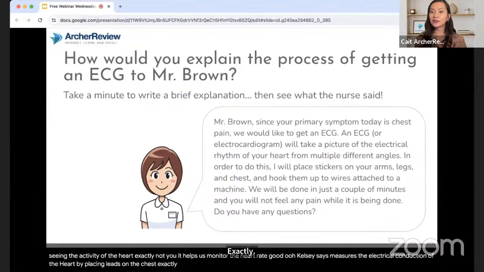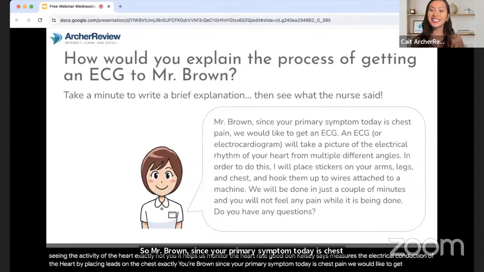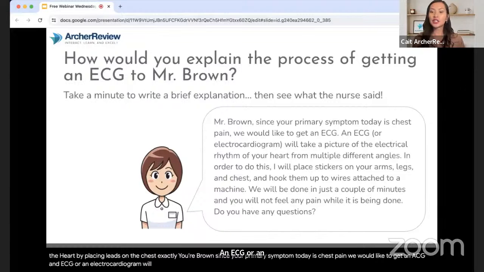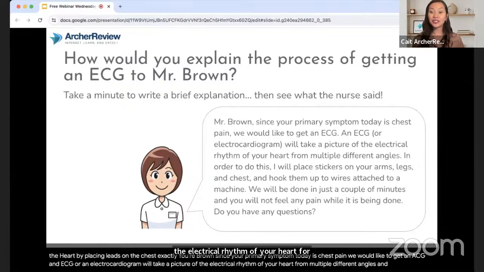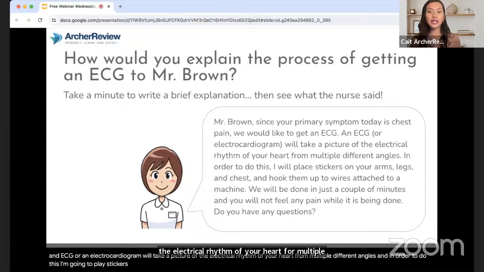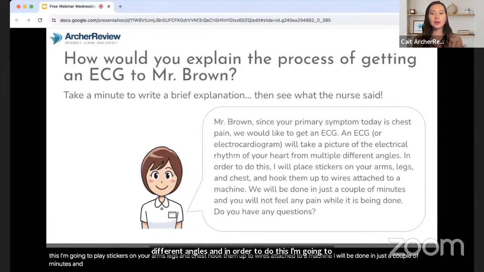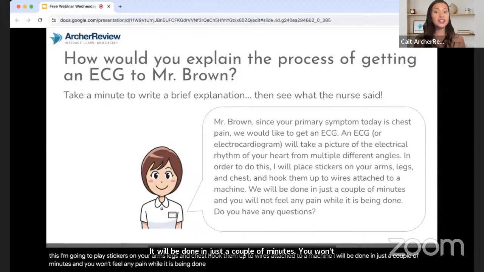So, Mr. Brown, since your primary symptom today is chest pain, we would like to get an ECG. An ECG, or an electrocardiogram, will take a picture of the electrical rhythm of your heart from multiple different angles. And in order to do this, I'm going to place stickers on your arms, legs, and chest, and hook them up to wires attached to a machine. It will be done in just a couple of minutes, and you won't feel any pain while it is being done. Do you have any questions?